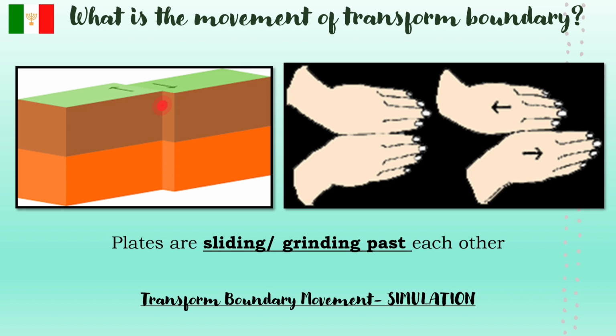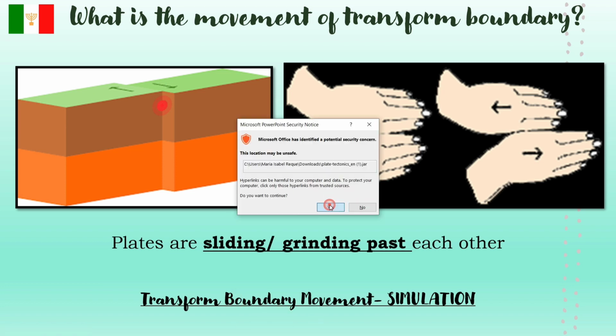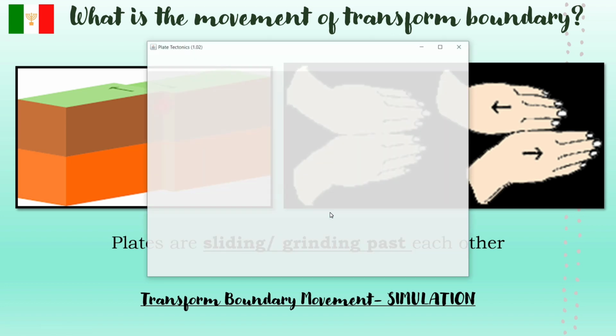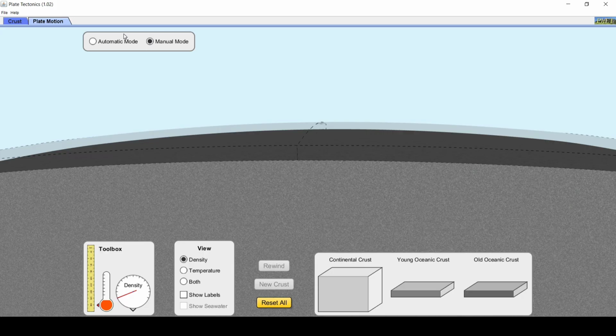At ipapakita ko sa inyo ang simulation kung ano at paano nangyayari ang pag-slide ng plates sa isa't isa. Simulan na natin, nak. So, i-click lang po natin ang automatic mode. Ayan po. And then, click na natin tong mga boxes.